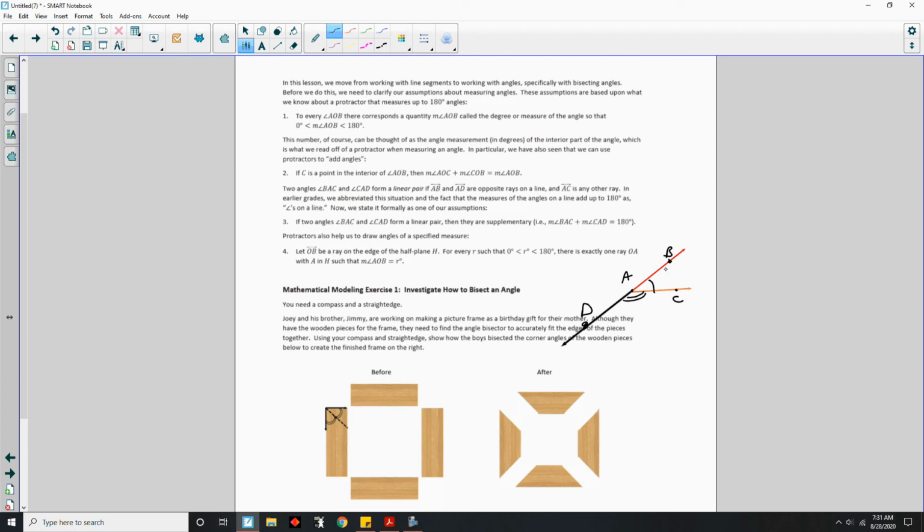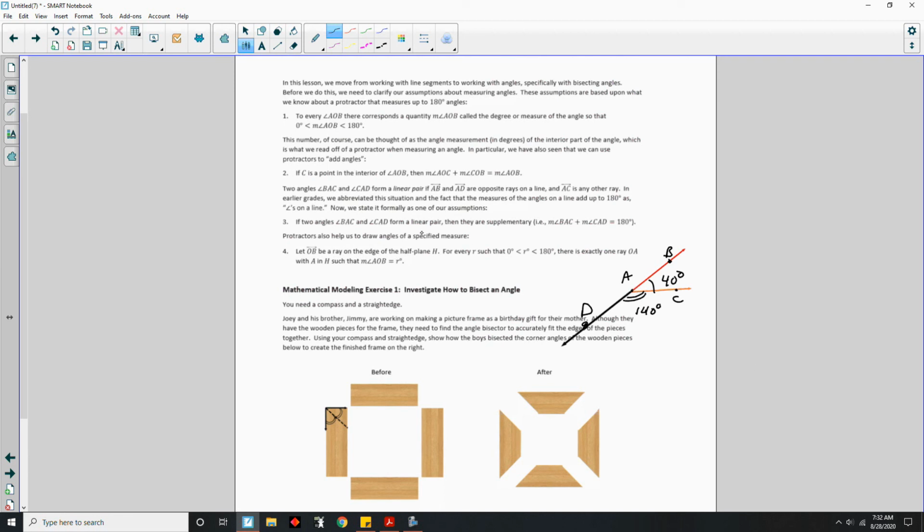Two angles that add up to 180 degrees. So if two angles, BAC and CAD, form a linear pair, then they are supplementary. The measure of angle BAC plus the measure of angle CAD equals 180. So if this was 40 degrees, then this would have to be 140 degrees, totaling 180.